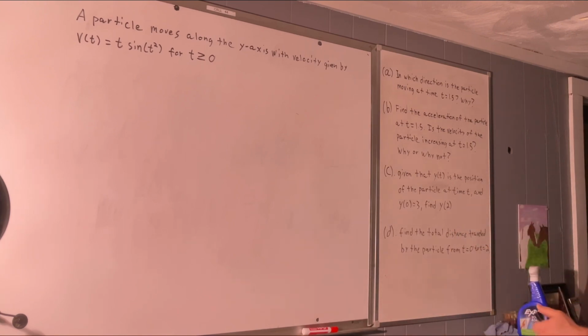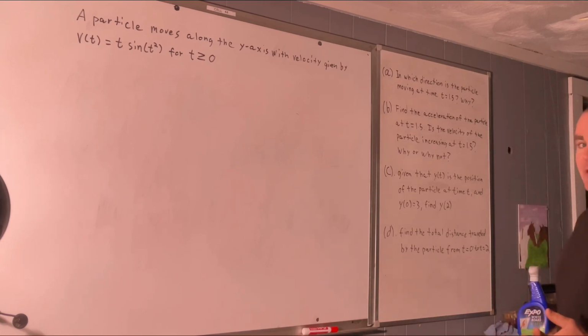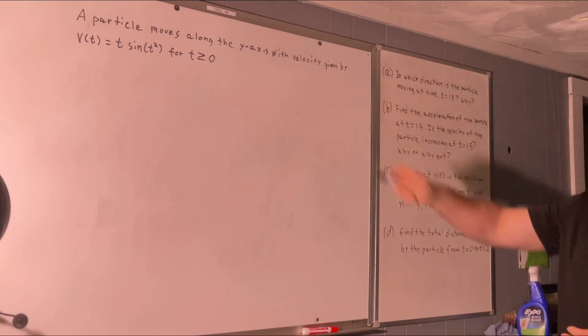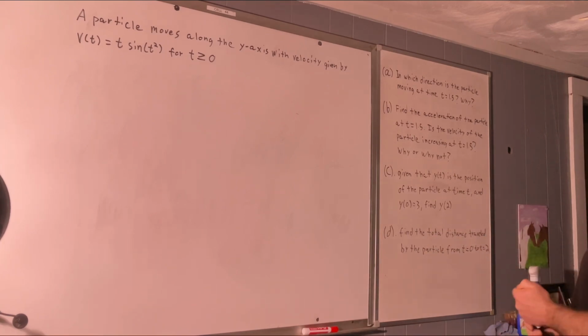That's total distance traveled. If they had said find the total displacement of the particle from t is equal to 0 to t is equal to 2, then you could do that. You could just integrate our velocity function from 0 to 2 and be done. But, you know, this being the last part, it's not that simple. So how are we going to find what intervals to integrate over?